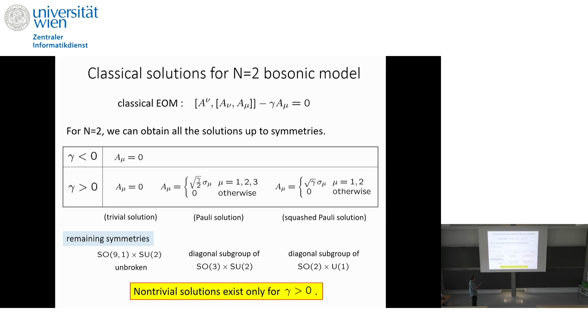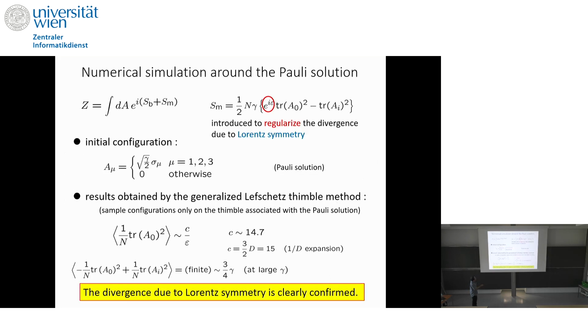Okay, so these are the solutions in this simple model. And yeah, so it is very nice that these non-trivial solutions exist only for positive gamma. And this is very important, as we will see.